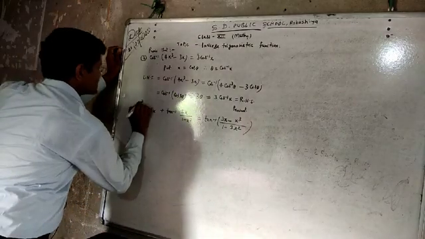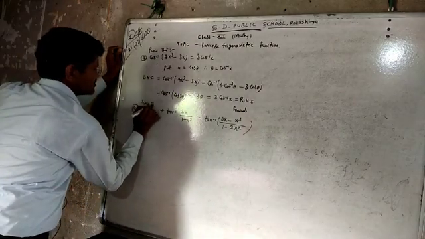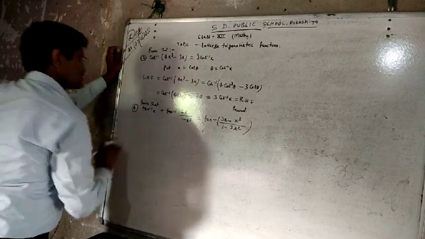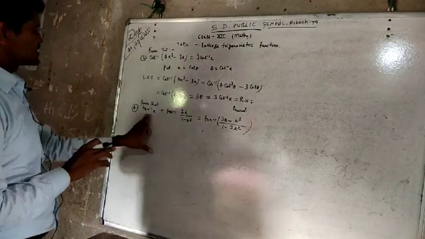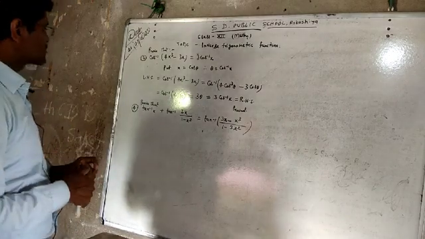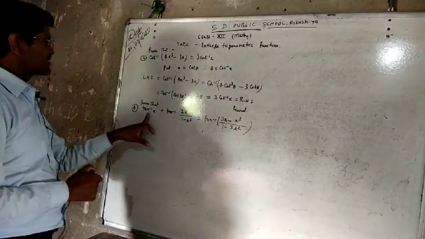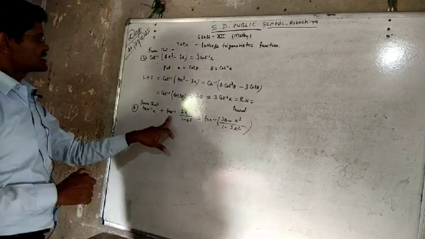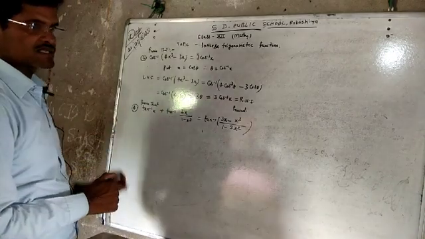We have to prove that LHS is equal to tan inverse x plus tan inverse 2x by 1 minus x square. There are two terms in LHS: the first term is tan inverse x, and the second term is tan inverse 2x by 1 minus x square.